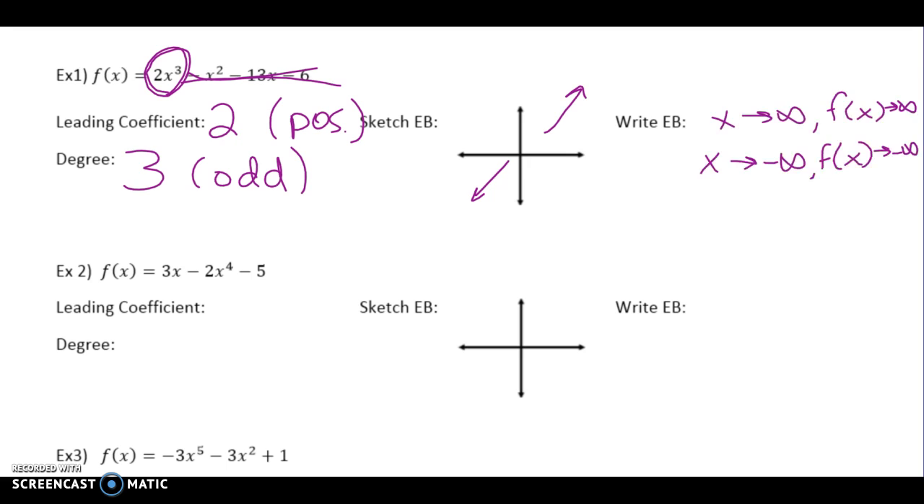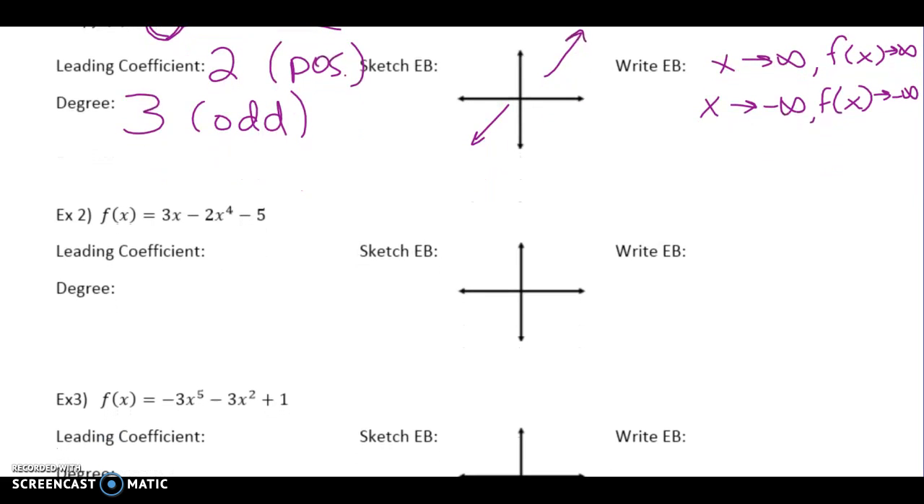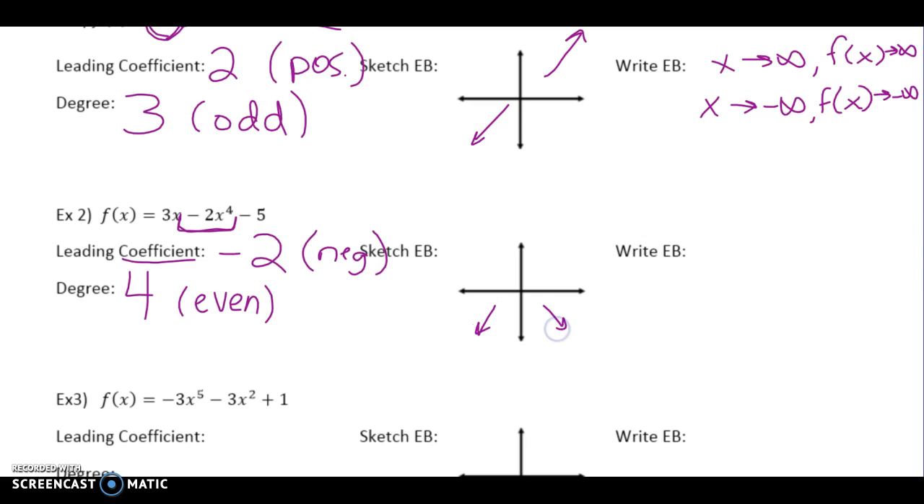Try the next one. Jordan, what's our leading coefficient? Example 2. Our coefficient is -2, which is negative. Okay, it's not in standard form, so this is the term we're looking at. And our degree, we said, was 4, which is even. So even tells us it's going in the same direction. And our -2 is telling us it's flipped over the axis from what we're used to seeing. So it's down, down.